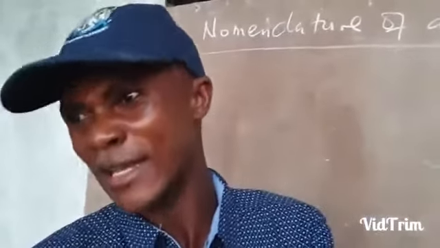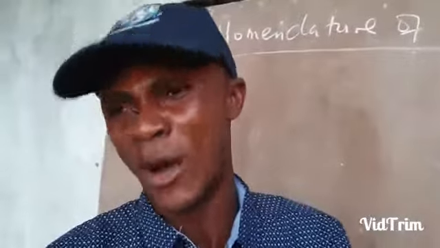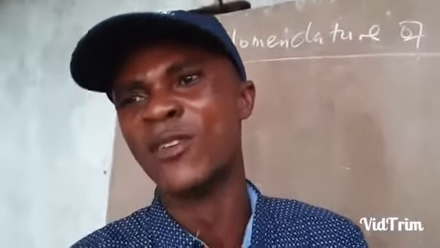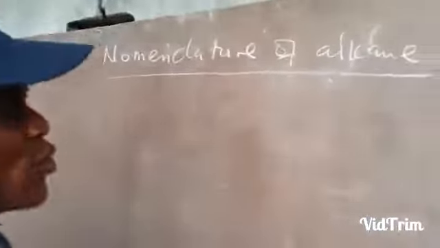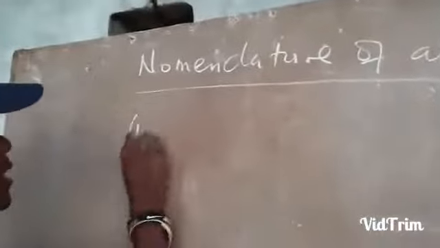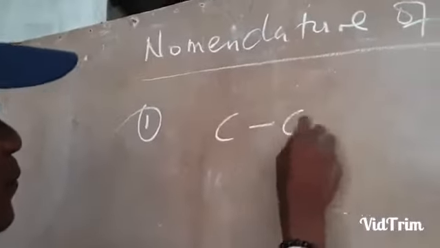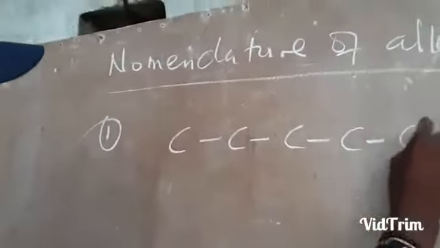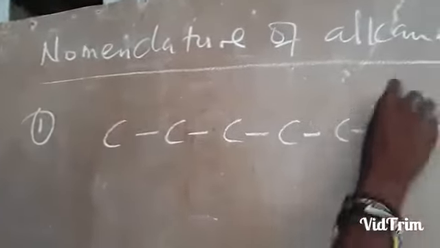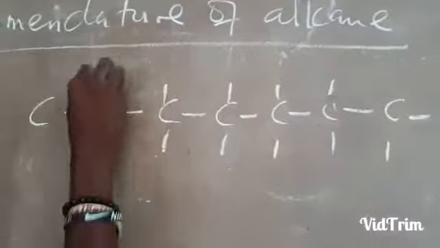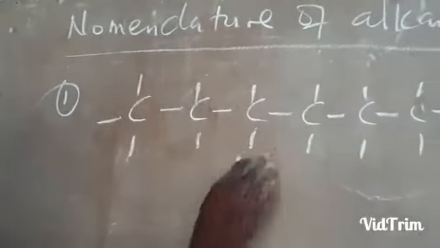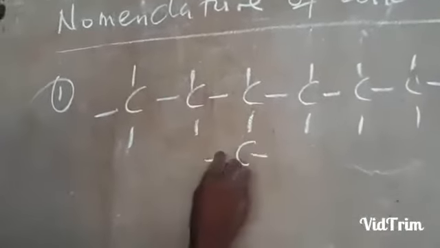Rule number 1 is you count the number of carbon atoms in the longest continuous chain. What do I mean by that? By demonstration. Rule 1 will be represented this way. If that is how we have represented a structure, this happens to be the representation. Let us say there is another branch here.